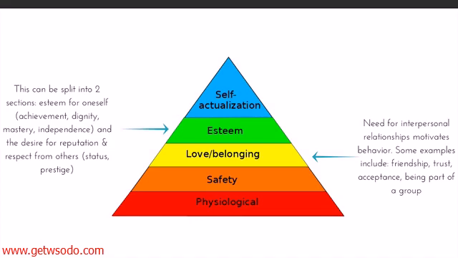So the first one that I want to touch on is the love and belonging stage. As I've written here, this is the need for interpersonal relationships and how it motivates behavior. Some examples could include friendship, trust, acceptance, being part of a group. I guess you can probably tell it's pretty self-explanatory how that relates to being part of a group. It's basically creating friendships, bonding with people around you, feeling like you belong and you are part of a group. It directly correlates to LinkedIn as well.